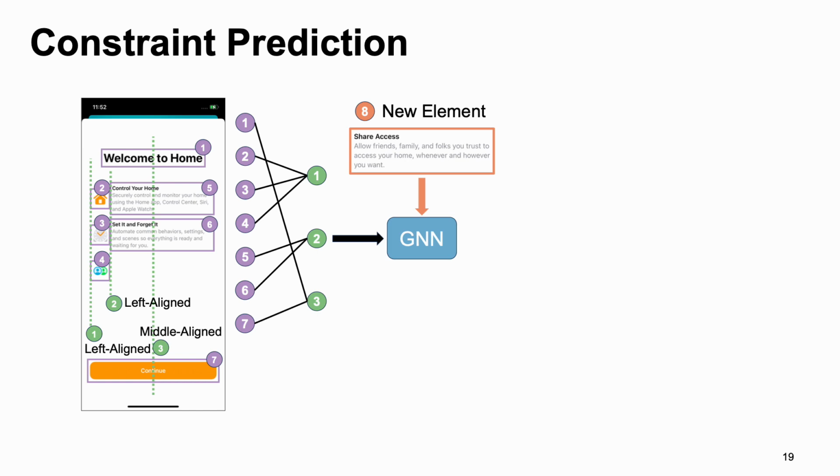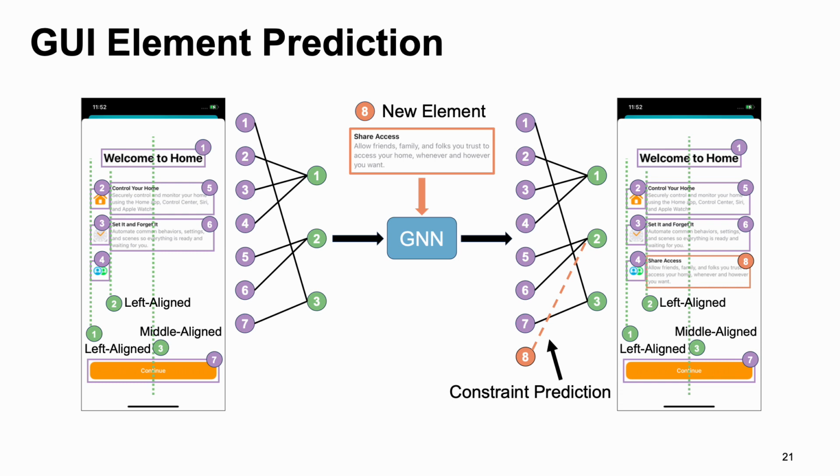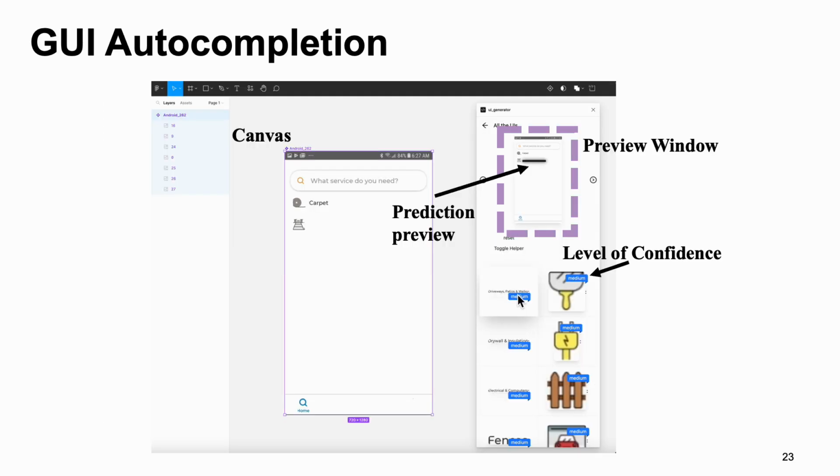As we progress through the layers of the graph neural network, each node iteratively gathers information from its associated constraint nodes and other element nodes. The model is then capable of predicting the edges between the target element node and constraint nodes, indicating which constraints should be satisfied by the target element. Subsequently, we can compute the position and size of the target element based on the predicted constraints. By iteratively predicting the sizes and locations of yet unplaced elements, we can support designers by auto-completing partially completed GUI designs.